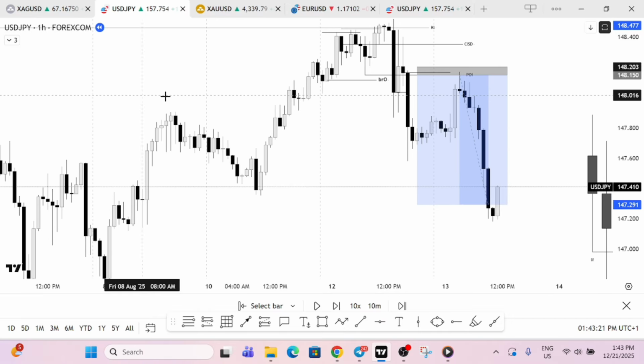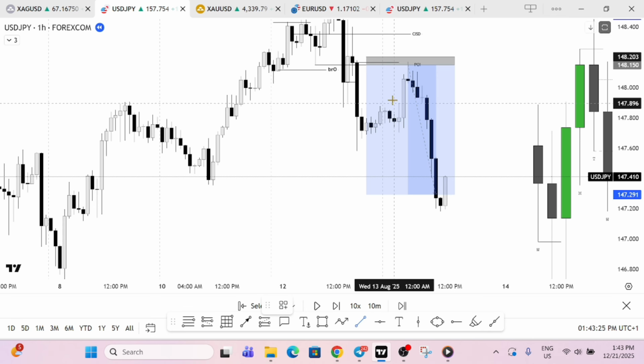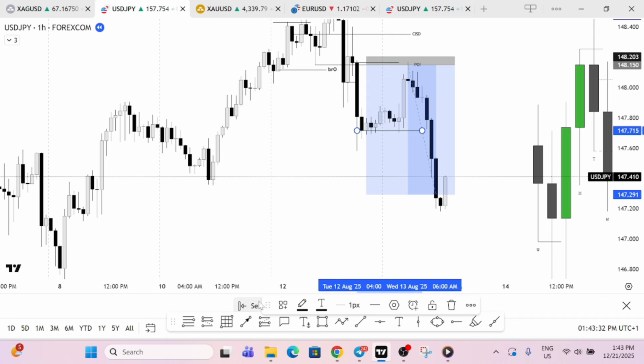So we're not going to stop there. Why? Because we want to see the different phases of price. So basically we have this as a breakout, right? So definitely we have multiple breakouts. So we mark this as a breakout.